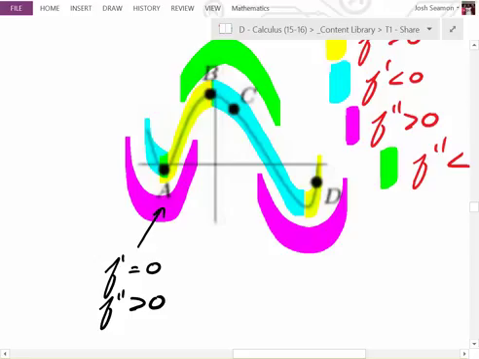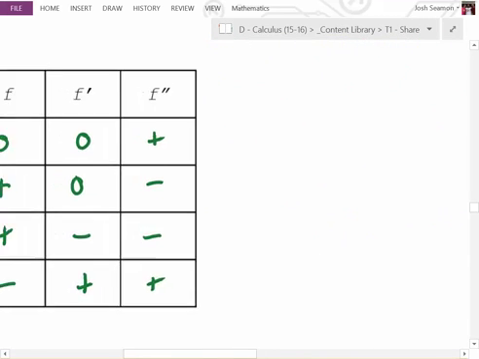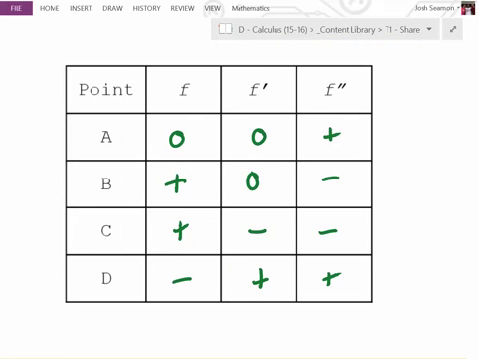What is the concavity right here? It's up. So what's the second derivative? Positive. The first derivative is 0 at that point, but the second derivative is positive at that point. That's what it's talking about. So then over here, you just fill in each point. So that's A right there. So then you do all the rest.